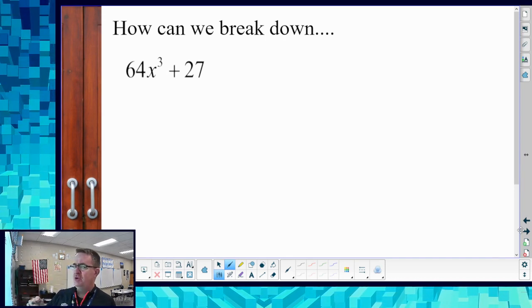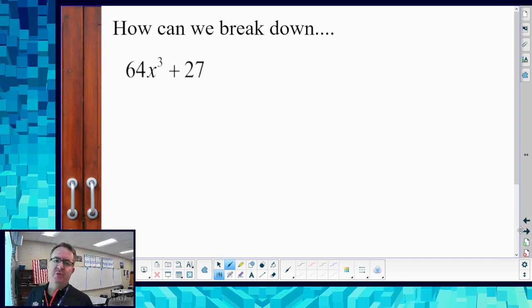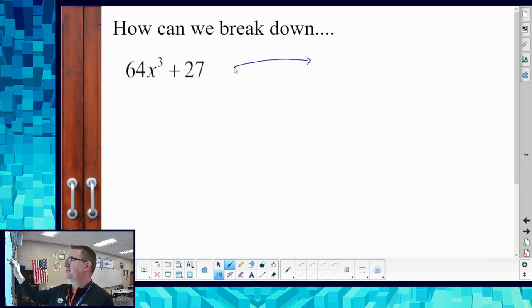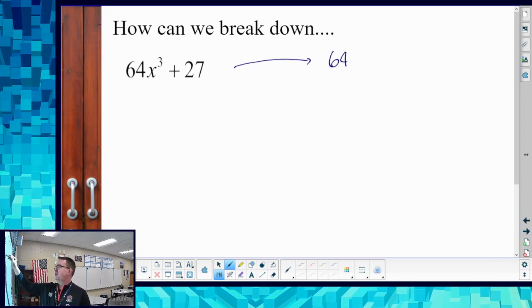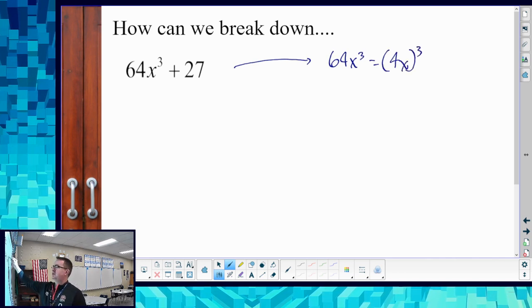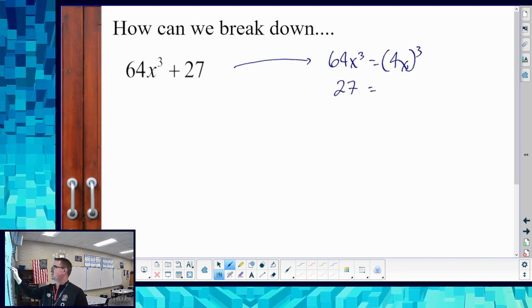In this one, usually I asked the groups to go through and say, what do you notice about it? Let's not worry about factoring. And usually somebody will say, well, wait a second, 64x cubed is 4x cubed, and 27 is equal to 3 cubed.